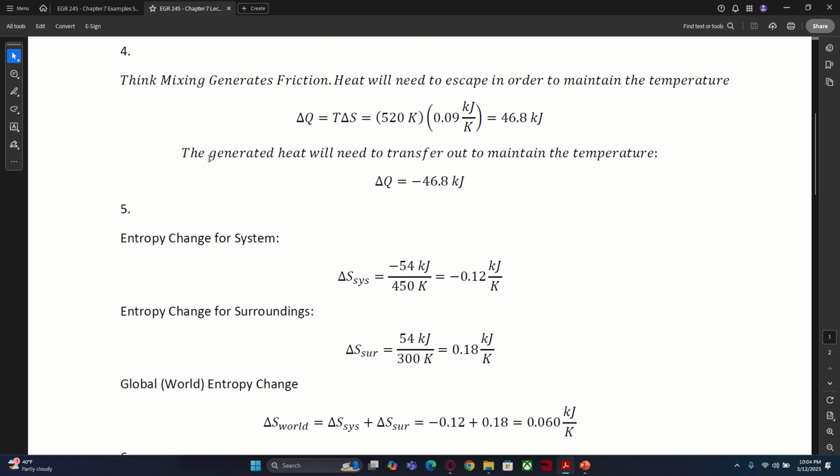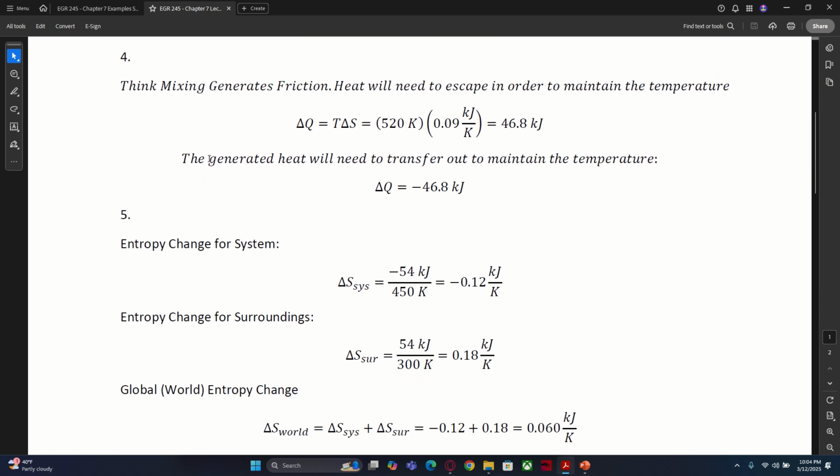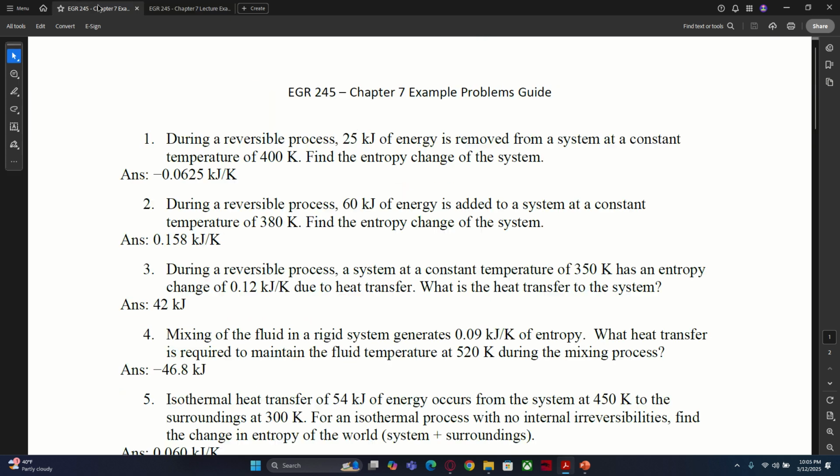Now, we're going to get into our next problem. Question 4 says, mixing of the fluid in a rigid system generates 0.09 kilojoules per Kelvin of entropy. What heat transfer is required to maintain the fluid temperature at 520 Kelvin during the mixing process?